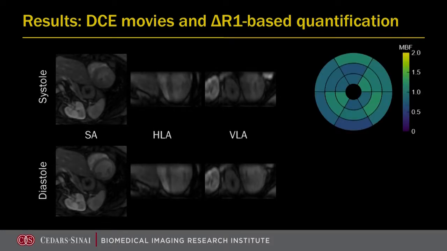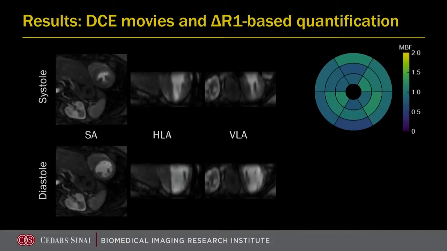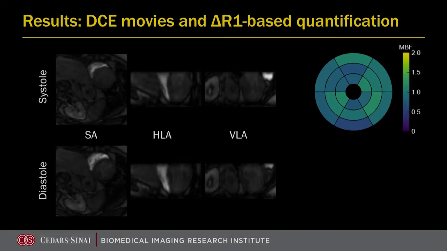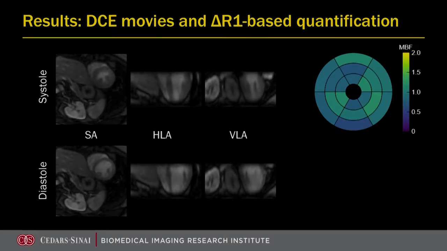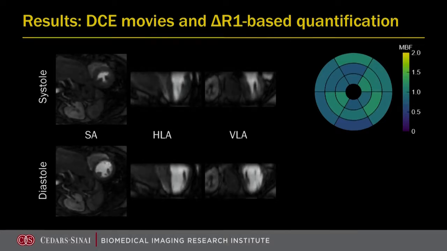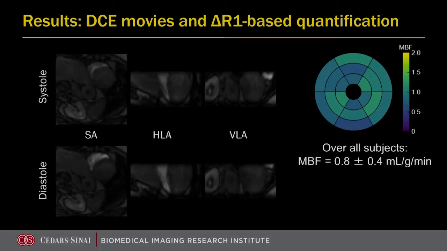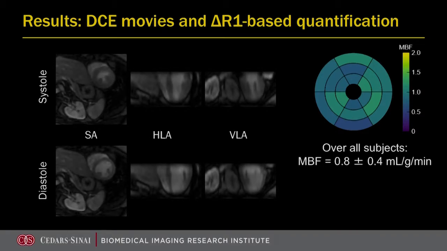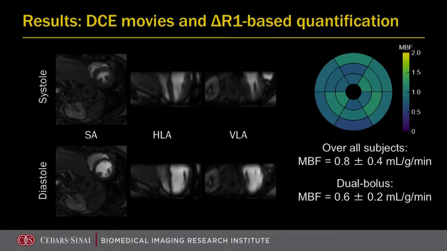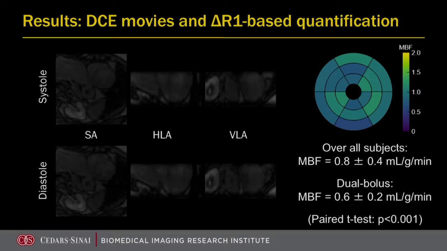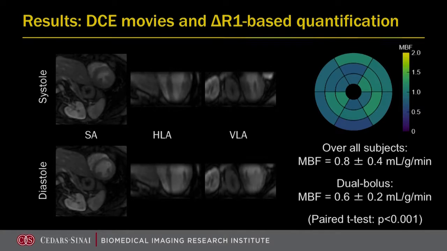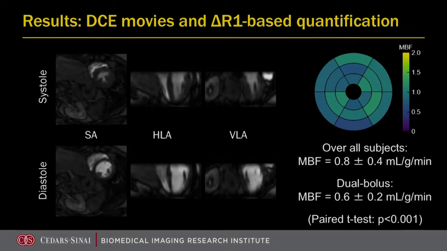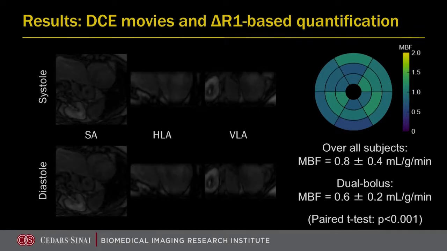So since we're doing, as I mentioned, R1-based quantification, we can get our quantitative maps and actually quantify myocardial blood flow from just this single bolus. And so here's an example for this subject of the bullseye plot. Over all subjects, we calculated an average of 0.8 milliliter per gram per minute. The dual bolus had 0.6 milliliter per gram per minute. So actually, we have a significantly higher estimation here, but both still in the normal range at rest.